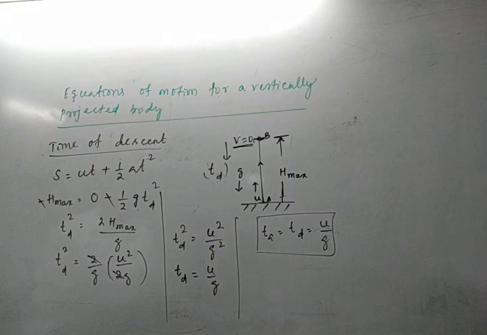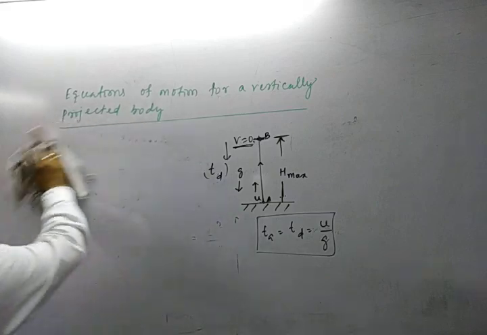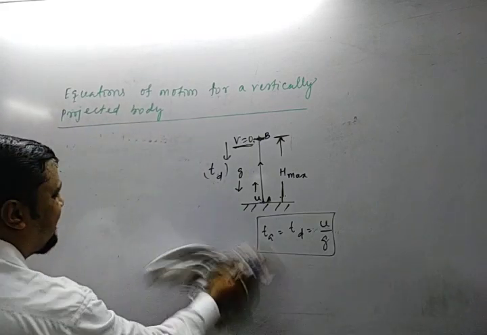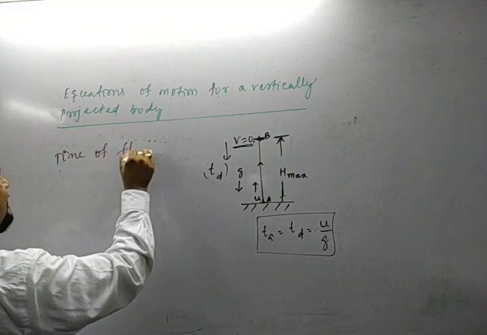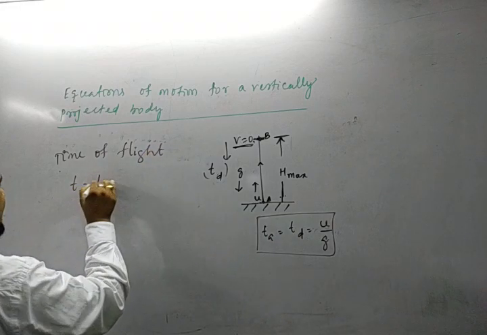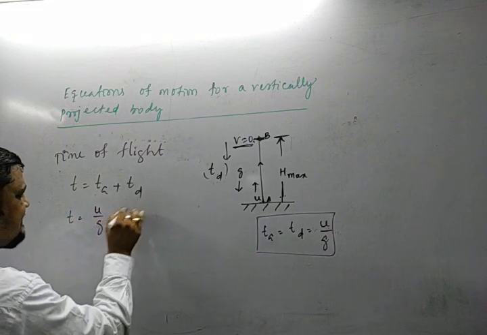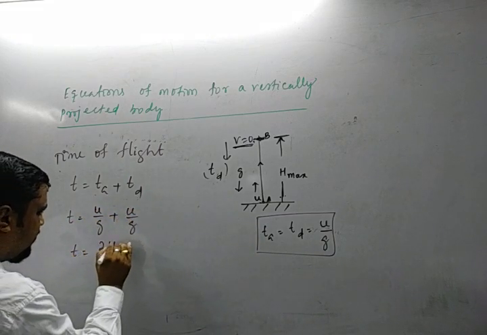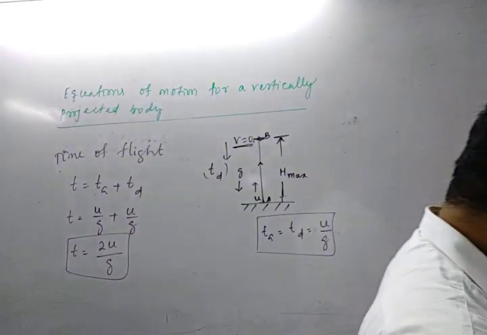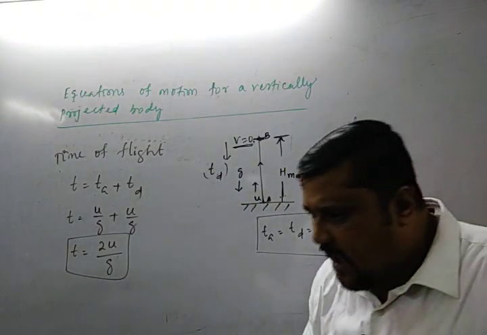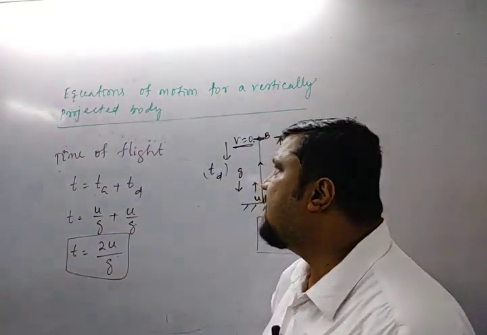What is the total time of flight? Total time of flight is Ta plus Td. Yes, very good. So time of flight T is equal to Ta plus Td, that is u by g plus u by g. So T is equal to 2u by g. That is the time of flight. The time of flight means how much time the body is above the surface of the earth, or the ground. The total time is the time of flight.